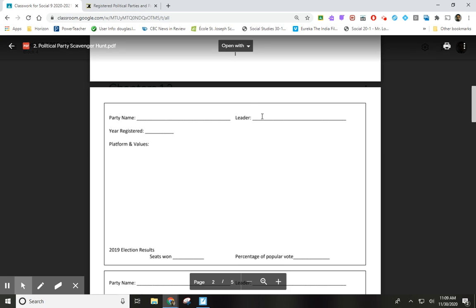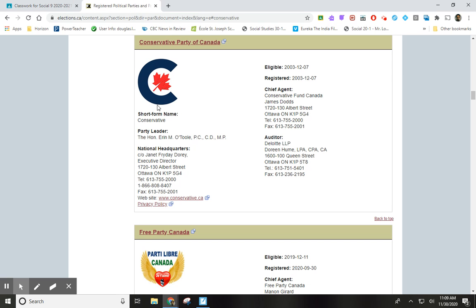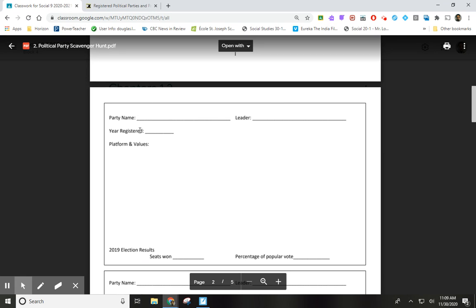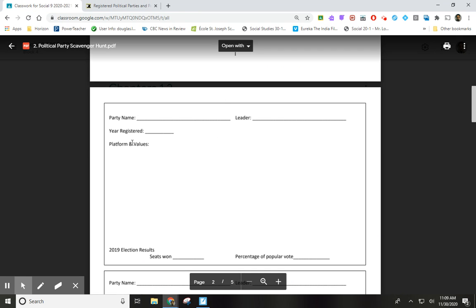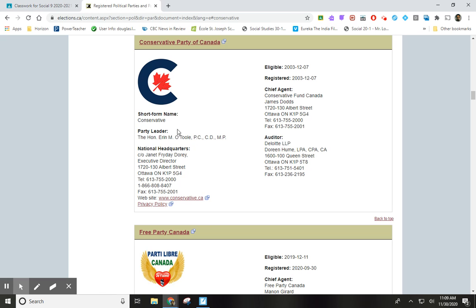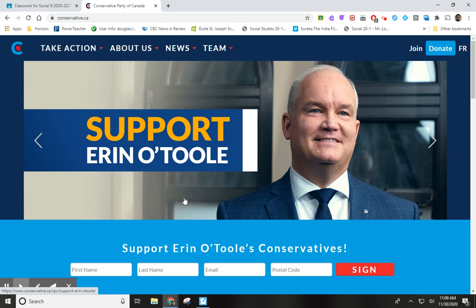So you have party name, you got leader. Okay, year registered. You'll find the year registered right here, 2003. Platform and values. Now, in order to find the platform and values, you'll have to do a little bit of a search on the respective websites. And you'll have to look around.